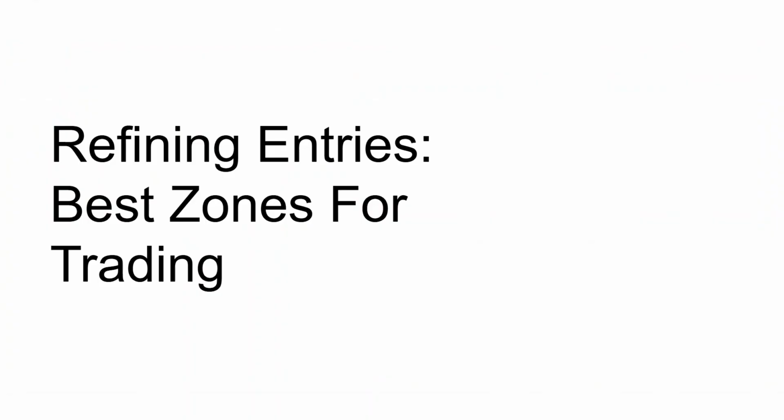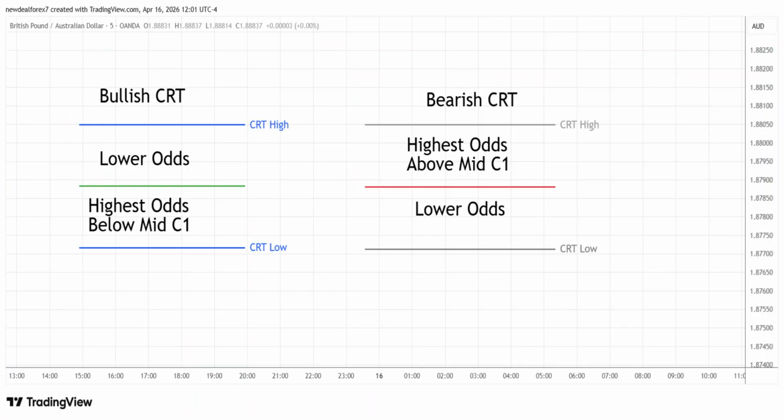So we're finding entries. How do you get the best zones for your trading? When you have a bullish candle range theory and you have the high and low of candle 1 isolated, the best odds are to trade below the middle of candle 1. You can still trade above the middle, but the odds are just lower. And when you're bearish, your best odds are trading above the middle of candle 1.